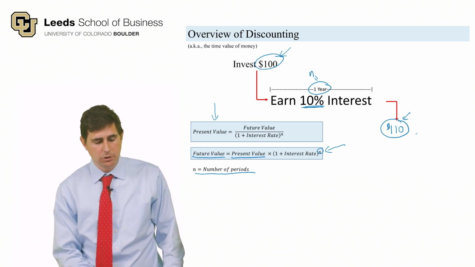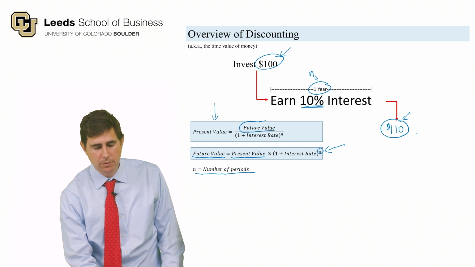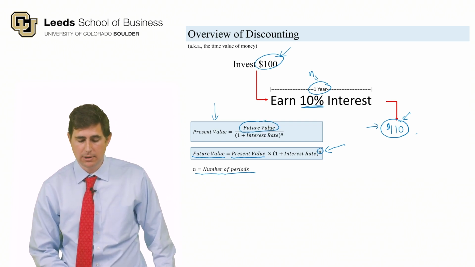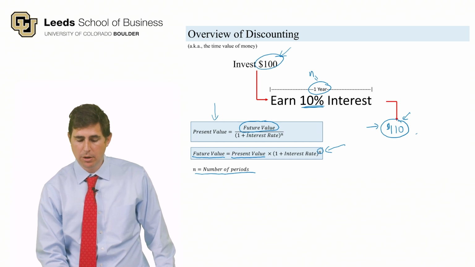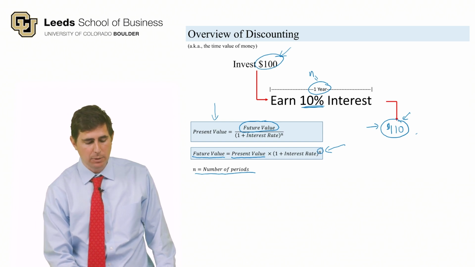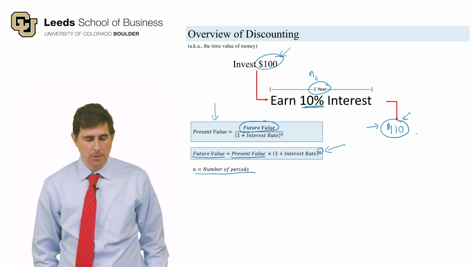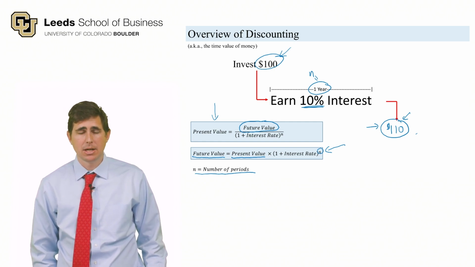So what you do is you take the future value. The future value is what it is when the cash flow occurs. Okay, so we want the cash flow a year from now to be 110. And we divide that by the quantity of 1 plus the interest rate, which is 10%, raised to the power of n, where n is the number of periods.